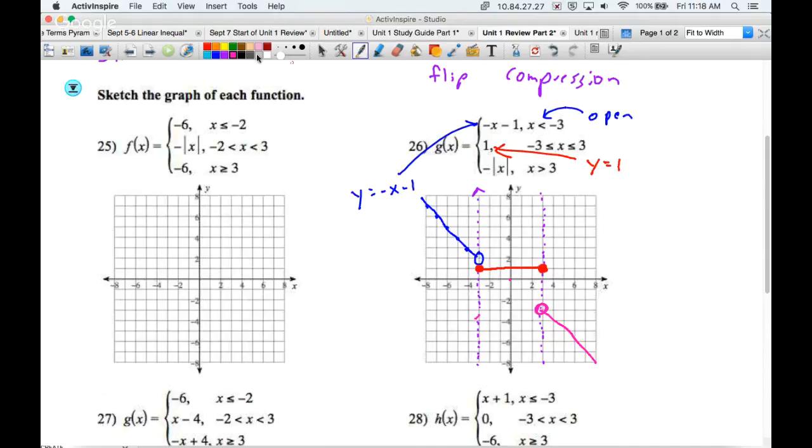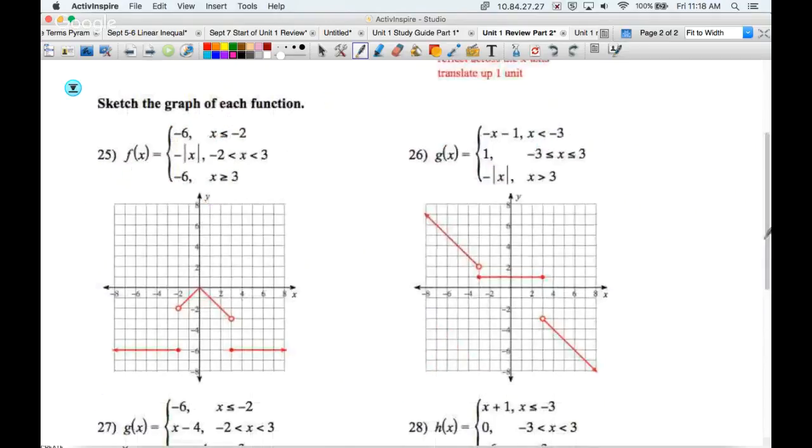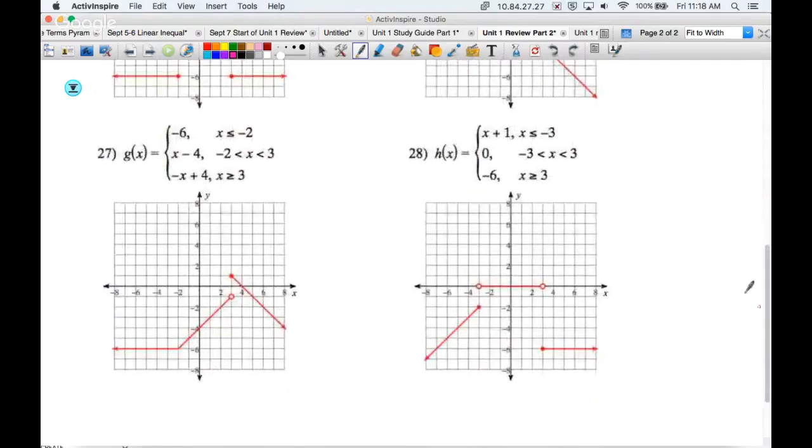All right, that's what number 26 should look like. Let's just see if we got it. Yep, looks good. Be always checking your work on these ones. Notice in 27, 2 lines match up end to end, so we don't need an open or a closed dot there, just the angle is fine. There's no need for a dot right there.